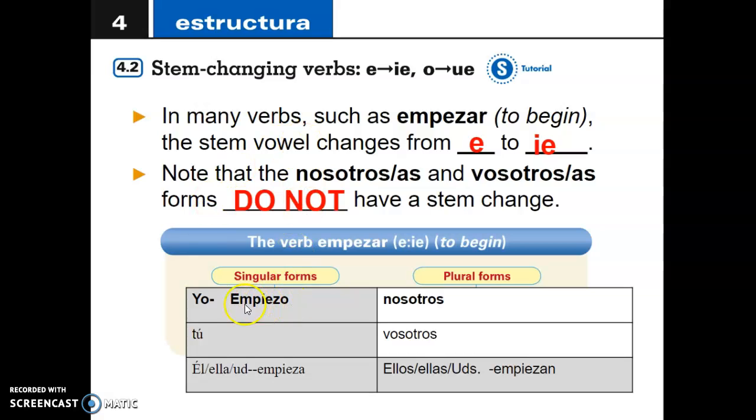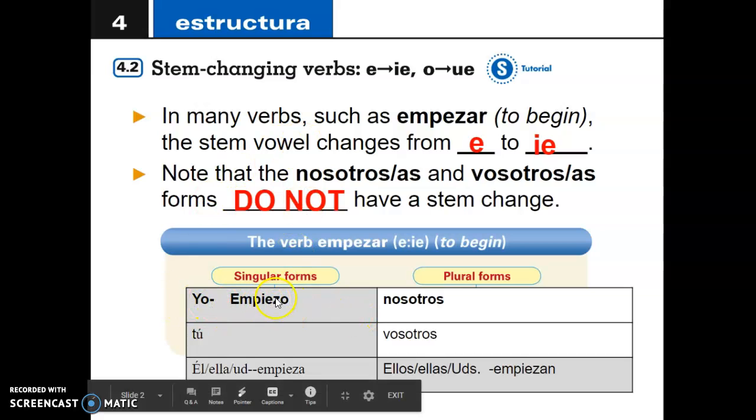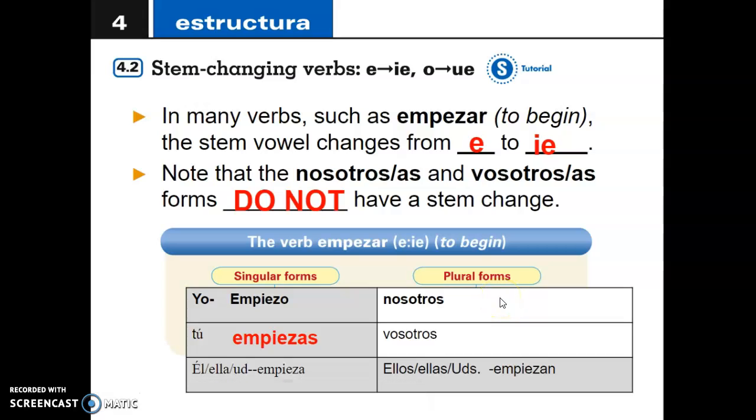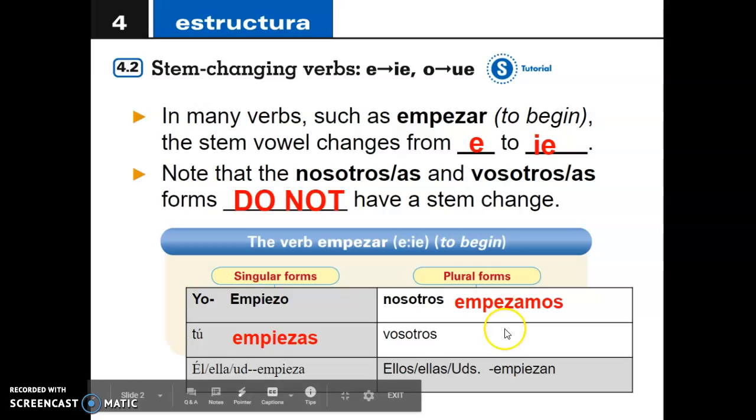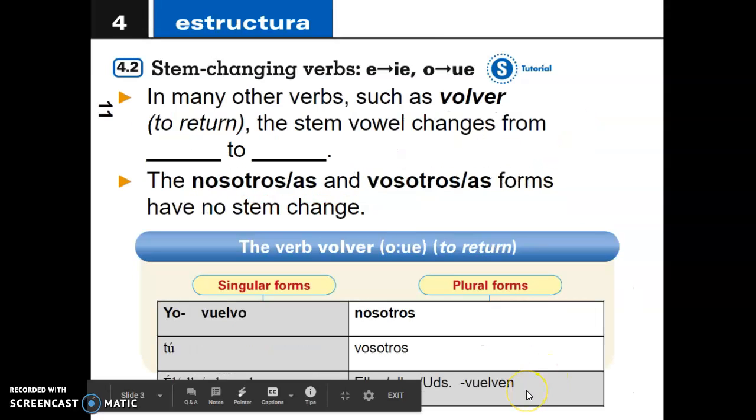So, we already know empiezo. We're going to keep the stem change for all the ones in blue. Tú empiezas. Empieza. Okay, for this one, we don't change those E to IE vowels, so it's empezamos. Empezáis. Empiezan. Okay? Not too bad.